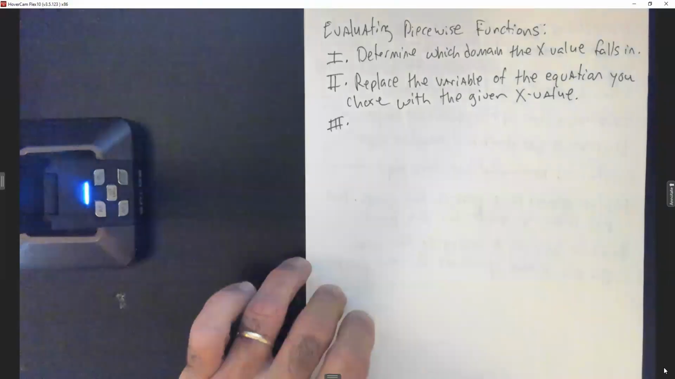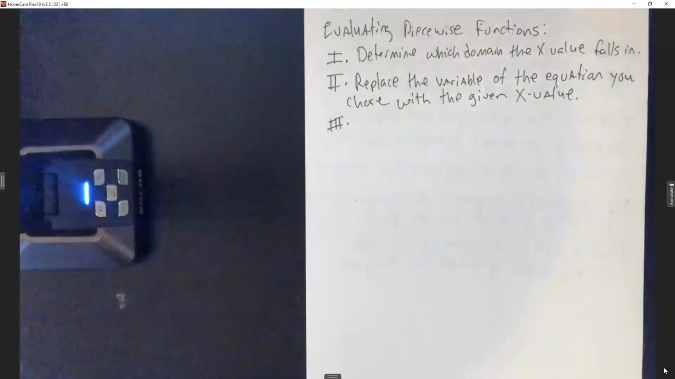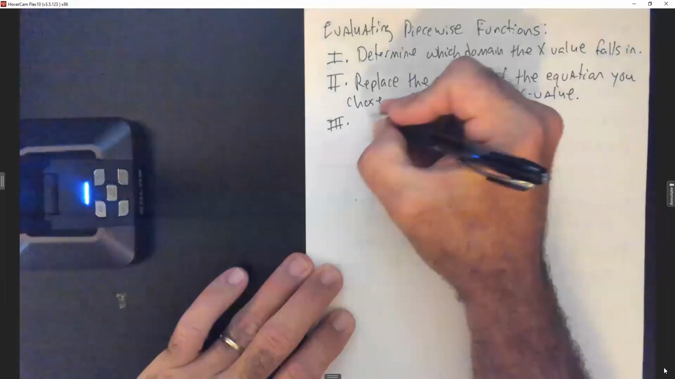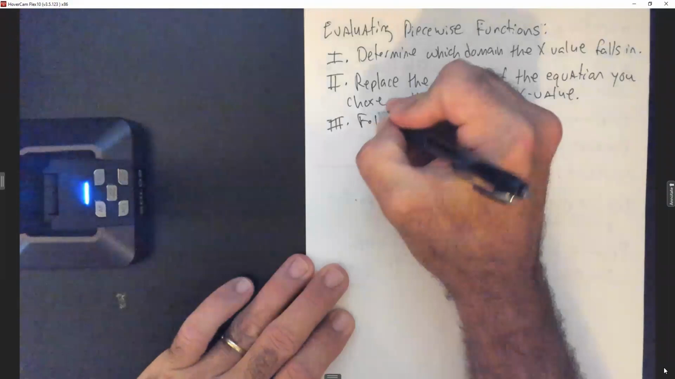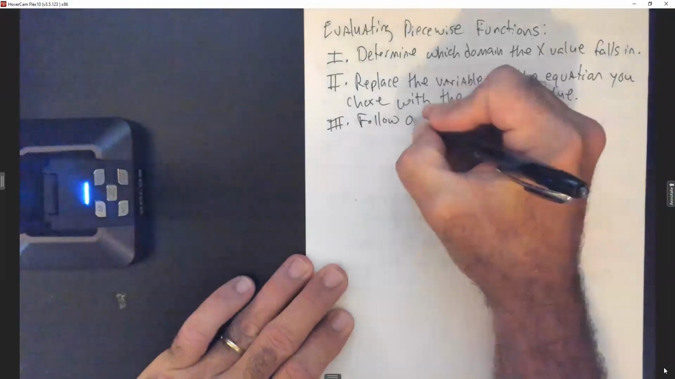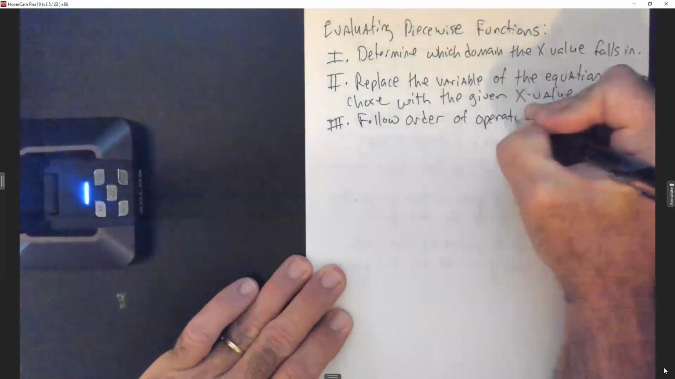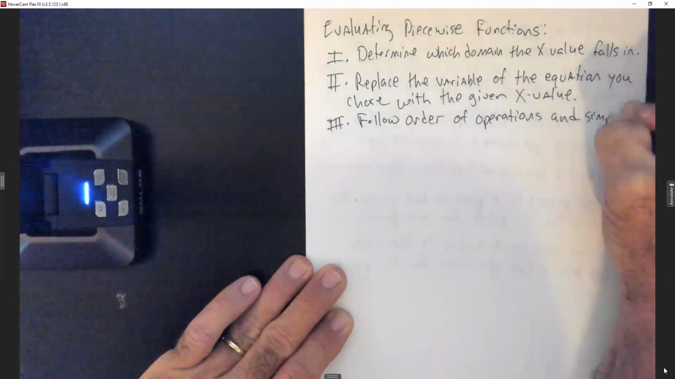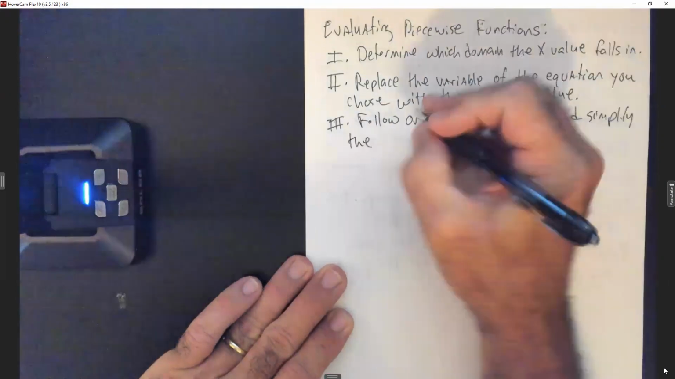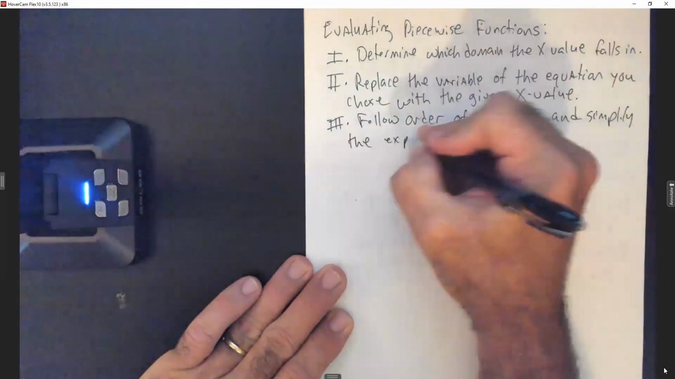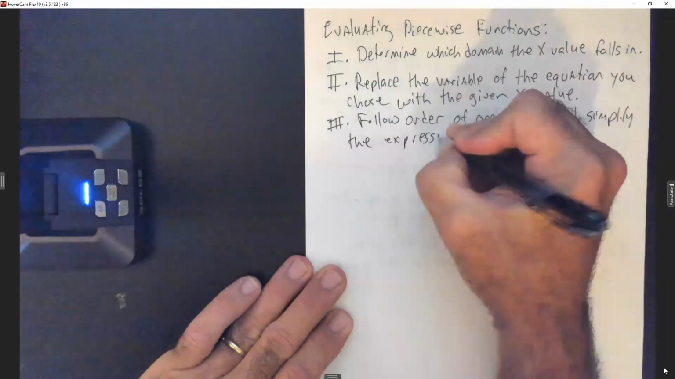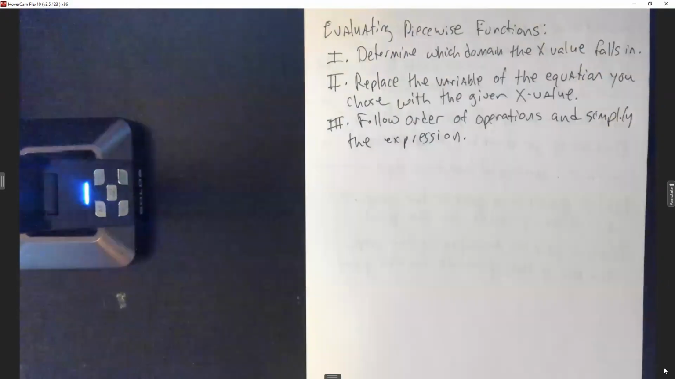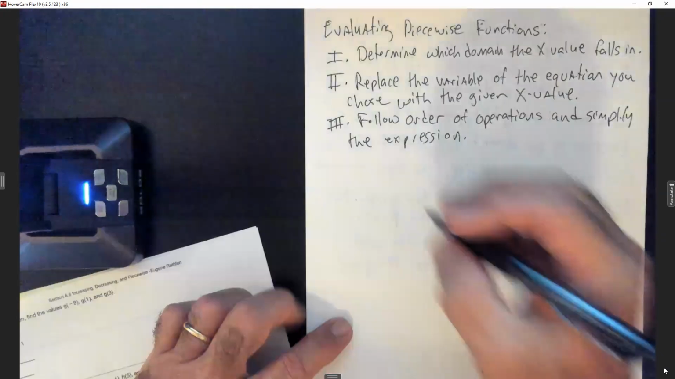At that point, since these are expressions, we would follow order of operations and simplify the expression. Oh, y'all, at that point, you're done.